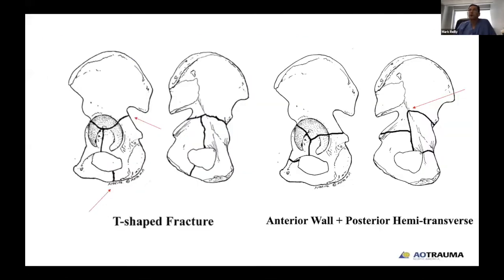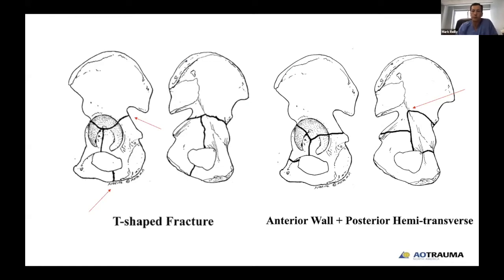Now, one of the things that comes up, which can be quite difficult radiographically, is understanding the difference between the T-shaped fracture and a fracture we'll talk about a little bit later, which is the anterior wall posterior hemitransverse. As you can see, both have an anterior component and a posterior aspect of a transverse. The difference being here that the anterior wall plus posterior hemitransverse fracture that we see on the right is not associated with an ischial ramus fracture, and there's a double disruption of the iliopectineal line.